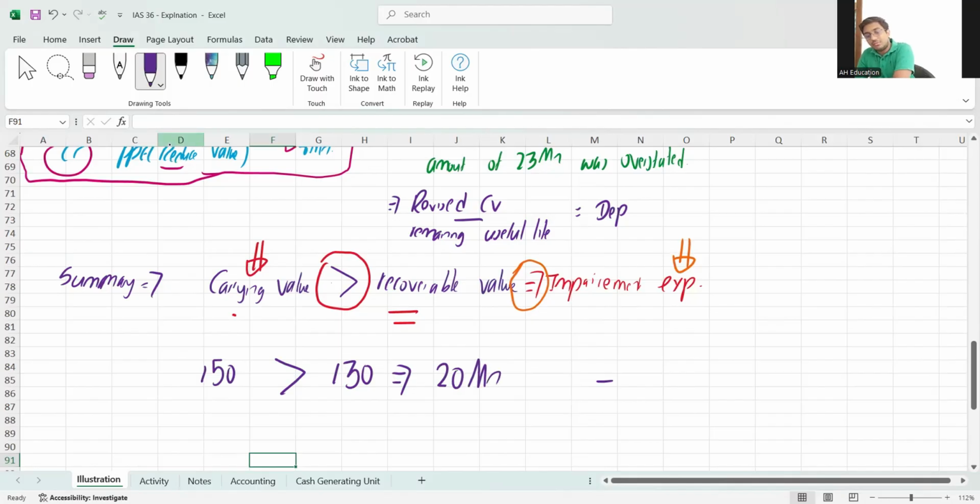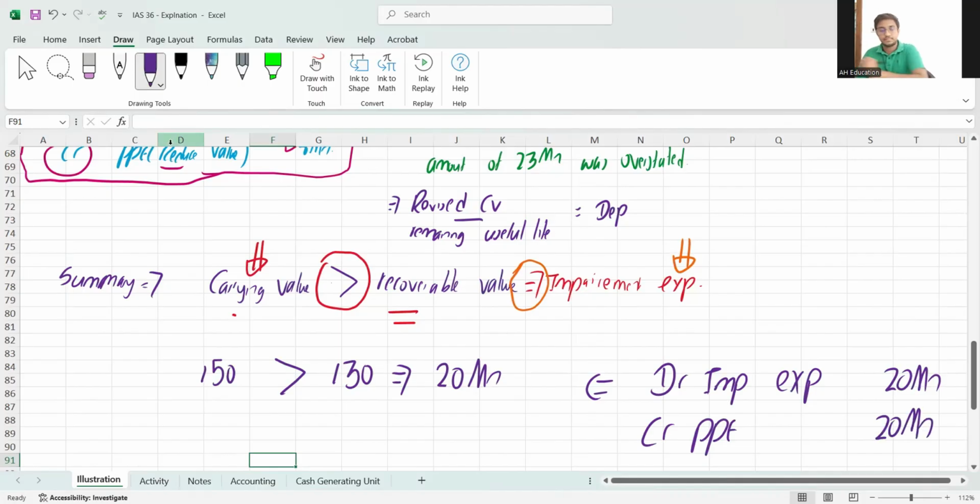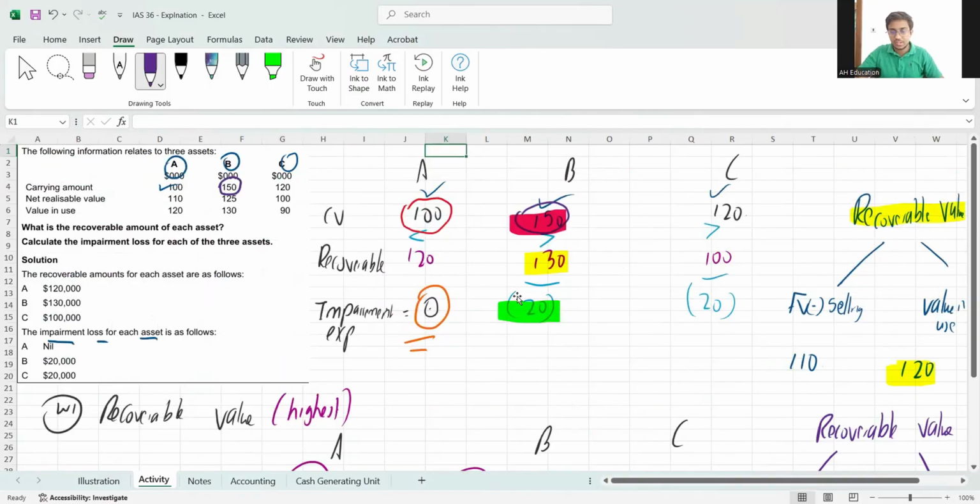The double entry would be: debit impairment expense 20 million and credit property, plant and equipment by 20 million. Okay, this is what I have done here. Can you see the 20 million?